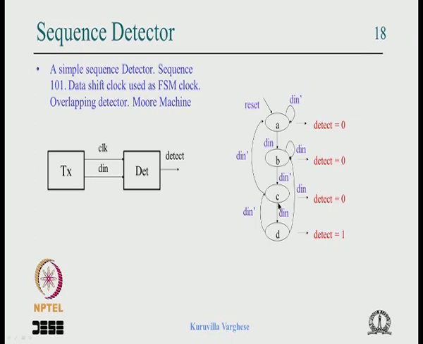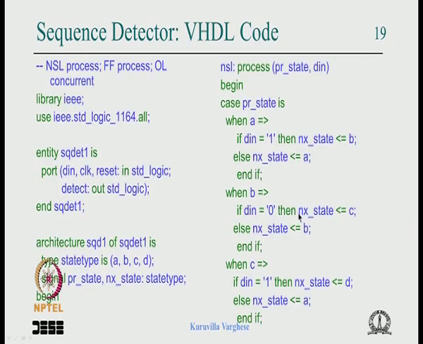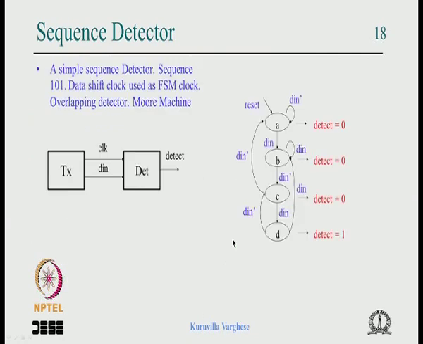Okay. And when B, in B we say if D in is 0, then go to next state, otherwise stay there. So if D in is 0, next state is C, else remain there. When C, we know that if 1, 0, 1, if D in is 1, then next state is D, else next state is A, going back all the way.